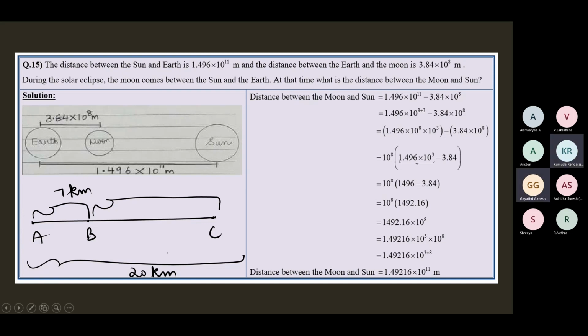If the distance between the points A and C is 20 kilometers and A and B is 7 kilometers, what is the distance between the points B and C? Almost 13 kilometers. 13, because 20 minus 7, the total distance 20 minus 7. 13 kilometers. Yes or no?